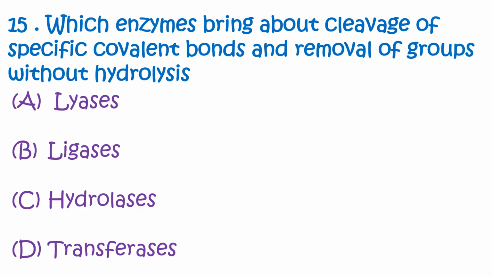Question number 15. Which enzyme brings about the cleavage of specific covalent bonds and removal of groups without hydrolysis? Options are option A lyases, option B ligases, option C hydrolases, option D transferases. Correct answer is option A lyases. The other enzymes, such as ligases, are the enzymes that are used to join DNA strands. The hydrolases are the enzymes that catalyze bond cleavage with a reaction with water. And transferases are the enzymes that catalyze the transfer of a specific functional group from a donor to an acceptor.